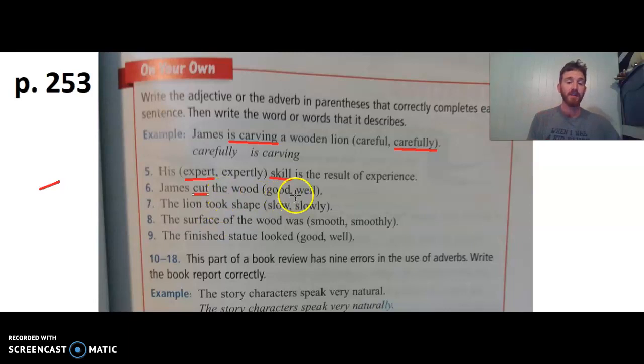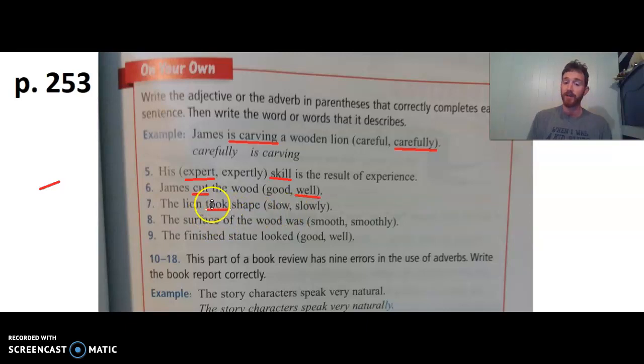We're going to say he cut the wood well. Okay, there we go. The lion took shape slowly. We're talking here about carving or whittling a lion. So it took shape, meaning this is going to be our word we're describing, took shape.